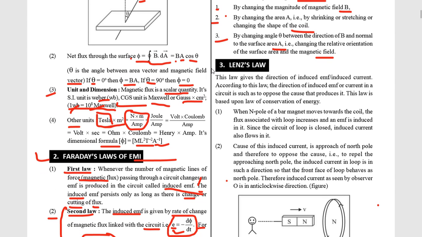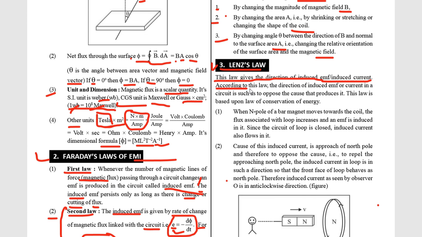Now let us study Lenz's law. This one is very important and it will give you the direction of induced EMF and induced current. This law is very important to understand the concept of direction of induced EMF and induced current in a circuit. So let us understand. This law gives the direction of induced EMF and induced current. This is the physical meaning of this law. You can say this is the importance of this law.